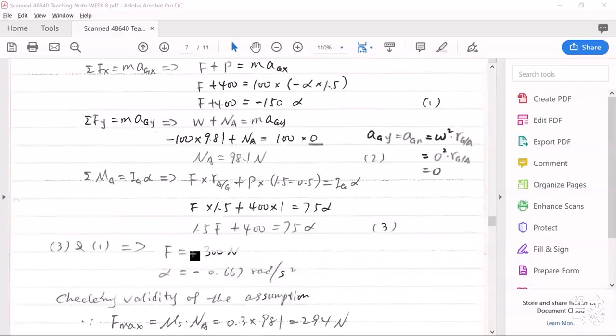So this means the assumed positive direction of friction force is wrong. It should be negative, to left side. And also the assumed direction of angular acceleration alpha should be negative instead of assumed positive. Now we will check the assumption.